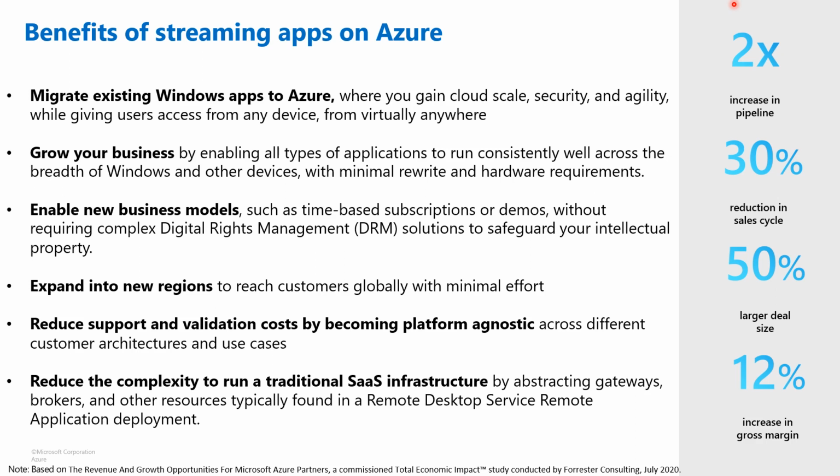And on average, Forrester found that the partners they interviewed saw that their leads increased 2 times. And of those deals, the deal size was 50 to 100% larger. Many of those deals closed 30% faster. All of the above contributes basically to a 12% increase in gross margin. So in plain English, Forrester found that technology partners with Azure see their pipeline increase significantly, and those deals tend to be larger and close faster.